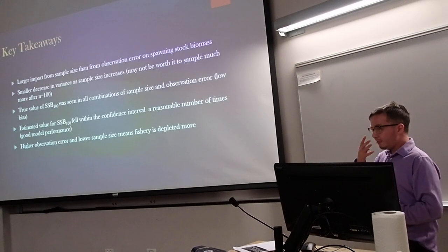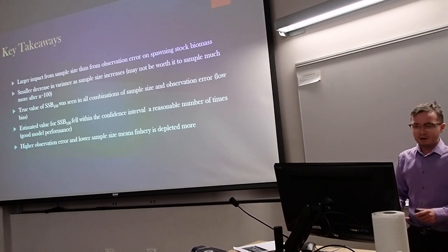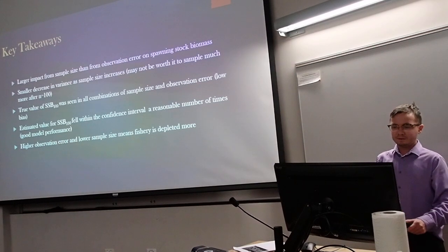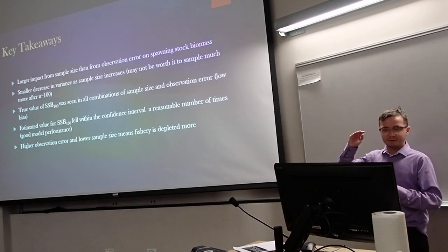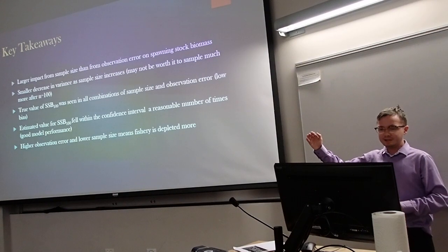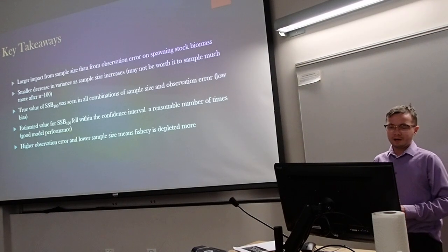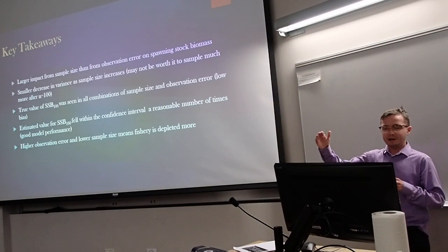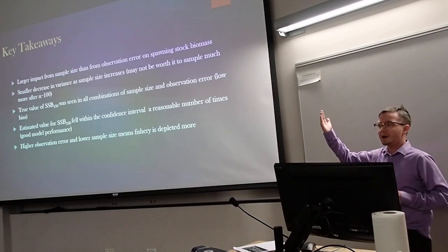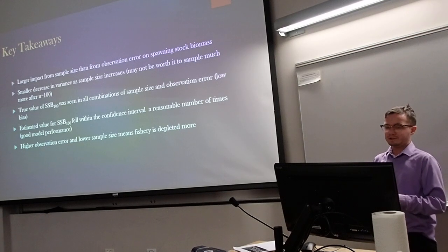Okay, so what are some key takeaways from the study? We have a larger impact from sample size than from observation error on spawning stock biomass. There's a smaller decrease in variance as sample size increases on the coefficient of variation. So it might not be worth it to sample much more than after n equals 100, because you just don't get a good gain after that if you look at most of the coefficient of variation.